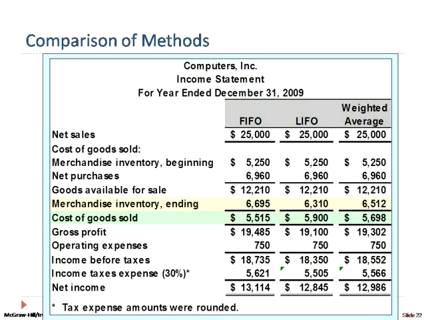As you can see, the impact on net income is that first in, first out results in the highest net income, last in, first out results in the lowest net income, and weighted average results in net income that falls in the middle of these two.